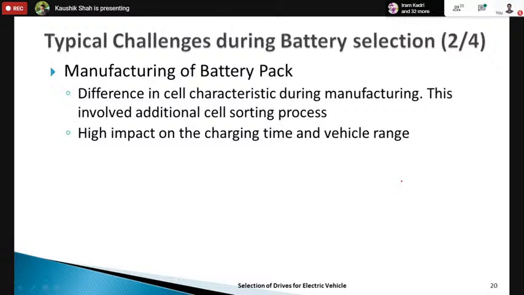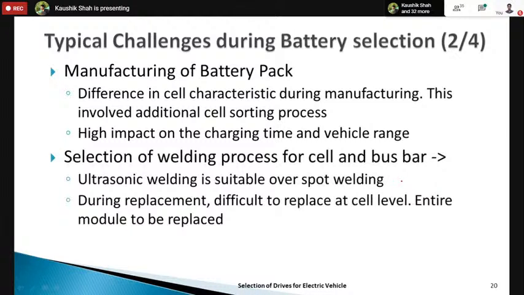Okay, and there's a high impact on the charging time in the vehicle, so it will lead to a lot of problems later, right? So this is one of the challenges, and the solution I'm just suggesting here. And on the selection of welding process, I'm not sure whether anybody talked about the fusible bus bars, and so there is a concept coming in to protect your cells.